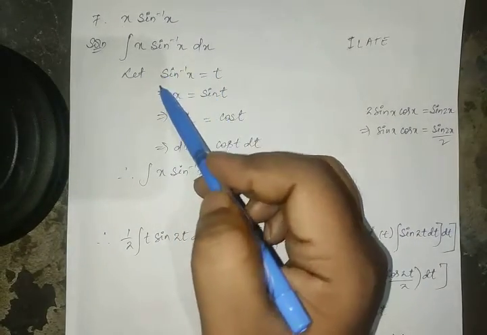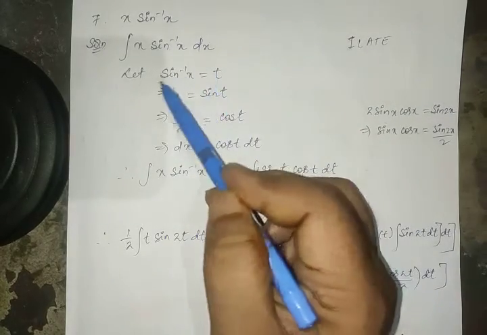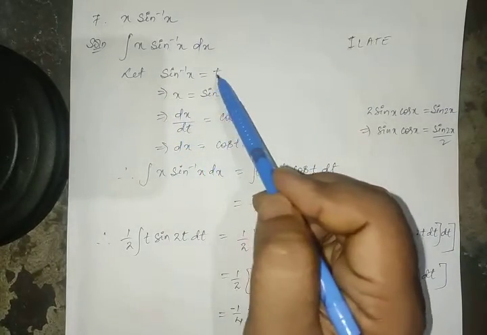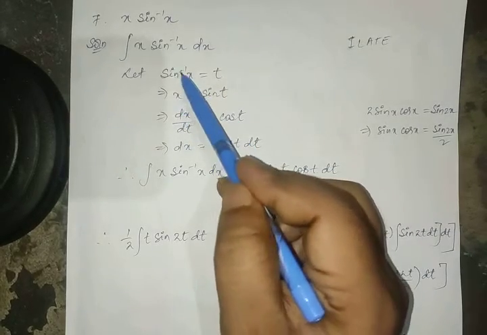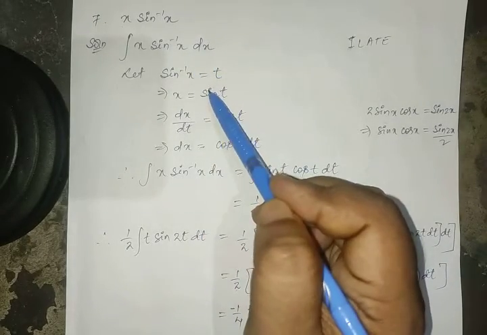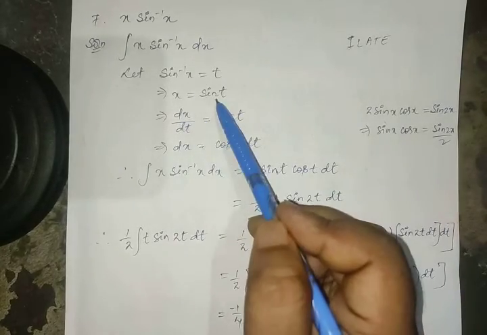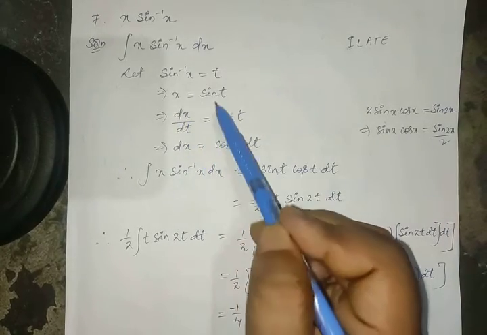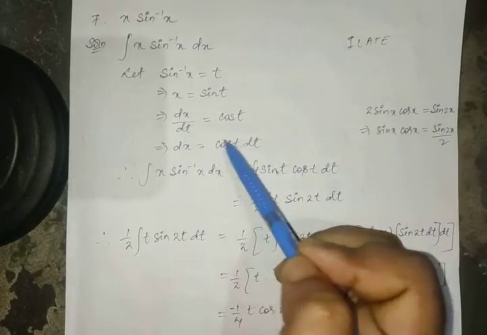Now in this type of question what we'll do is we'll consider this inverse function as t. So let sine inverse x is equal to t. So from here x will be sine t, because this is sine inverse, if you take it to the right hand side it becomes sine. So x equal to sine t, then we'll differentiate with respect to t, so we'll get dx by dt equal to cos t, or dx will be cos t dt.